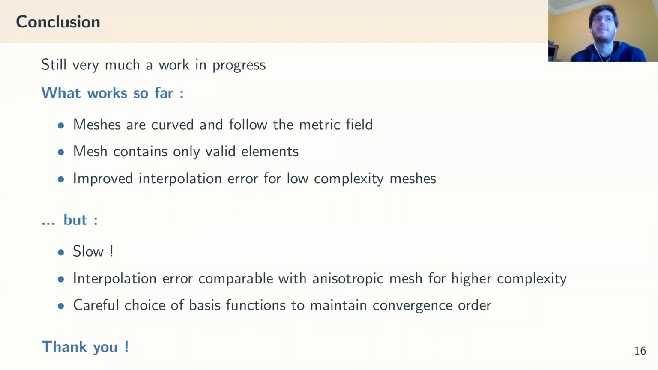But as there are more and more elements in the mesh, the gain when you compare to an anisotropic mesh is a bit reduced. The drawback is, for now, it's slow. It's been coded in quite a naive fashion, and that requires evaluating the metric field a lot when we compute some integrals. So it has to be improved, and we also have to carefully choose the basis functions we use on those meshes to maintain their convergence order.